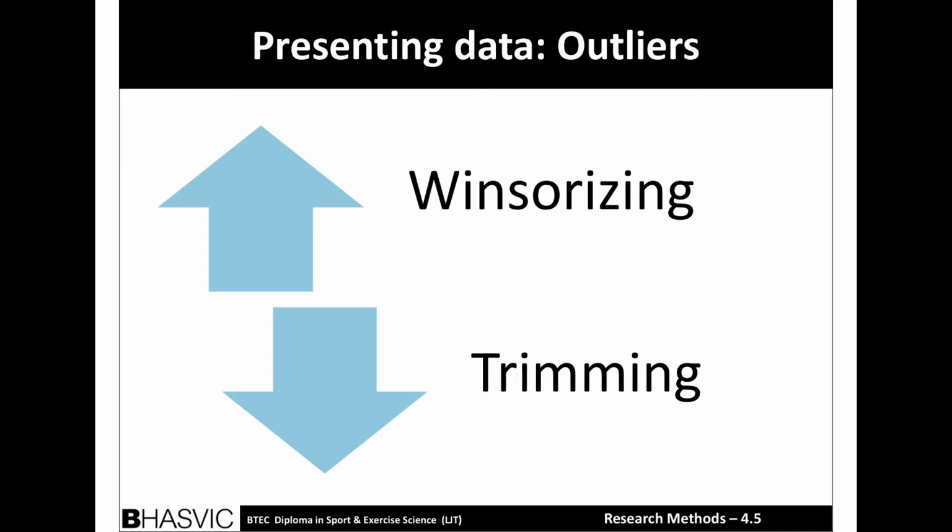Winsorising is modifying the most legitimate anomaly of the data to the nearest and most acceptable number there is. For example, the data collected will have a similar difference between them, and the anomaly or anomalies that will be seen will be changed to the nearest and most acceptable number.